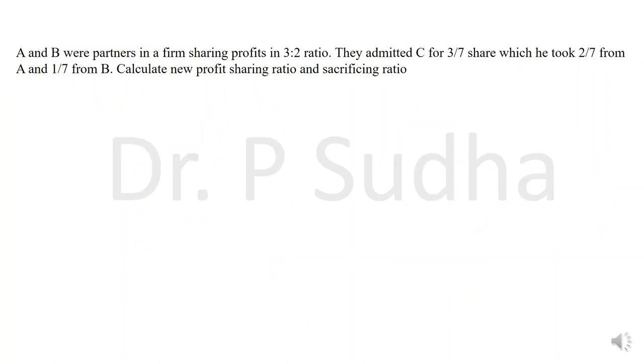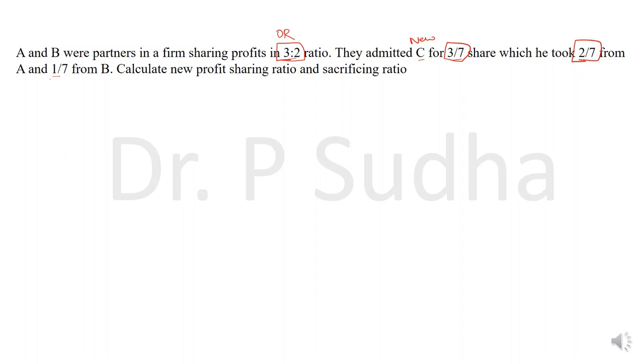This is the second question that I have taken. A and B were partners in a firm sharing profits in the ratio 3 is to 2. They admitted C for 3 by 7th share, which he took 2/7th from A and 1/7th from B. Calculate new profit sharing ratio and sacrificing ratio. Okay. In this question, this 3 is to 2 is the old ratio. C is the new partner and 3 by 7 is the new partner's share. Of this 3 by 7, he is taking 2 by 7 from A. A is sacrificing 2 by 7 and B is sacrificing 1 by 7.